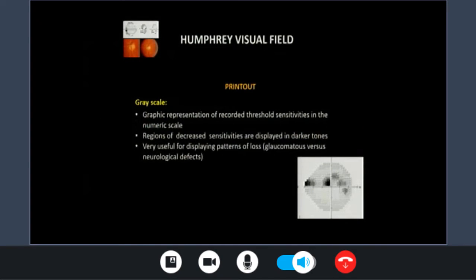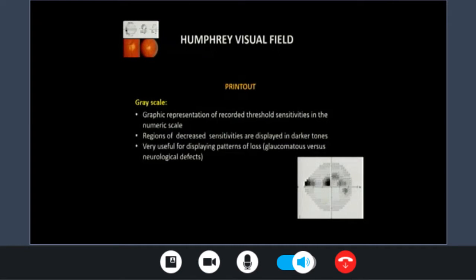Another thing in the printout that is usually helpful for you to explain to your patients what he's having and what kind of disease is affecting his visual field is the grayscale, which will give us a graphic representation of recorded threshold sensitivity in the numeric scale. And it will give us the regions of decreased sensitivity, which are displayed in variable colors. The darker the coloration of the grayscale, it will tell us that actually the patient is having more advanced loss in this particular area.